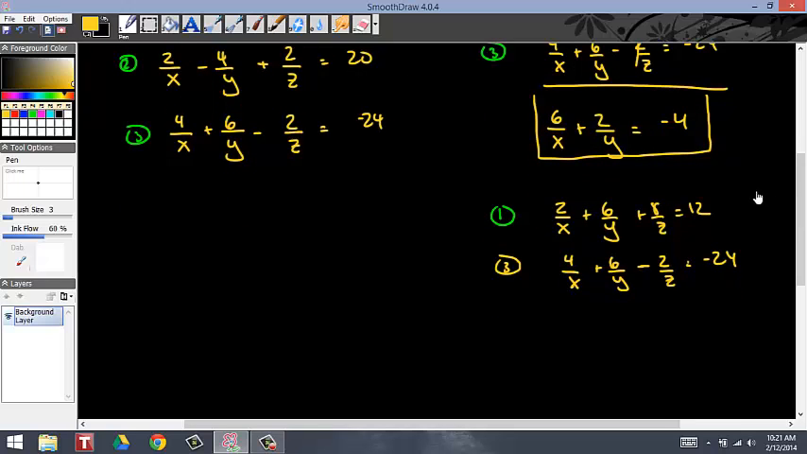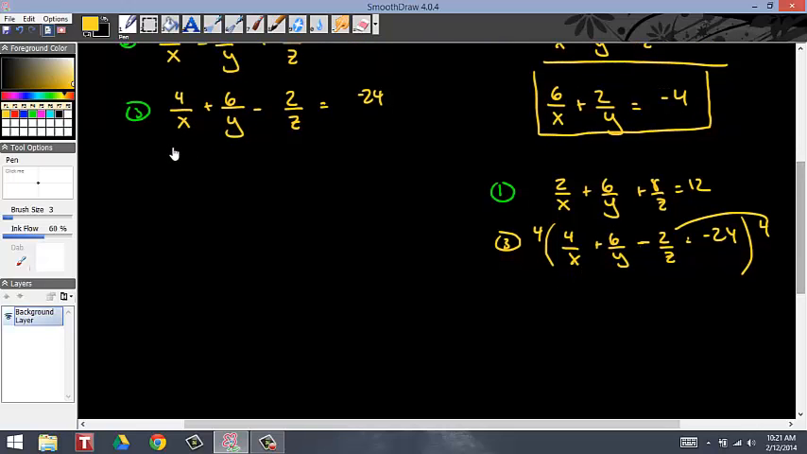This one's going to be a little harder because one of them needs a push. So what I'm going to do is multiply the whole top by 4. Okay? Because that way this thing can become negative 8 over z. So then I need to rewrite this. This is going to be 16 over x plus 24 over y minus 8 over z equals negative 96. That's what happens when I multiply all of these things in.